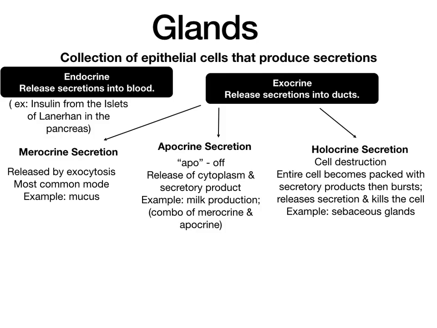Then we have our holocrine secretion, which is cell destruction. The entire cell becomes packed with secretory products, then bursts. It releases secretion and kills the cell. This is an example of a sebaceous gland. I always think this analogy is like a pimple or a zit. The pimple pops, it bursts, the pimple's gone. So that's the same concept with the holocrine secretion.